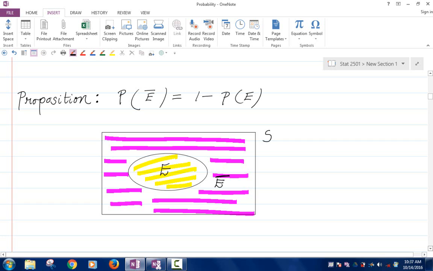So I have the Venn diagram here. The yellow region within an ellipse is the event E, and the pink region is the event E complement. Of course, S is the sample space represented by the rectangle.